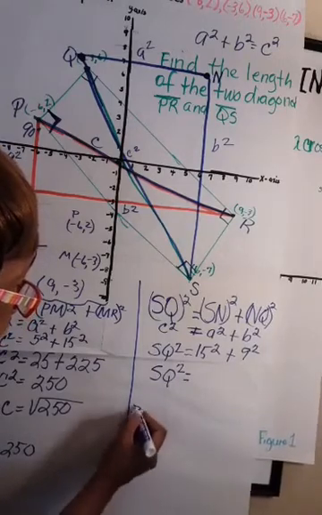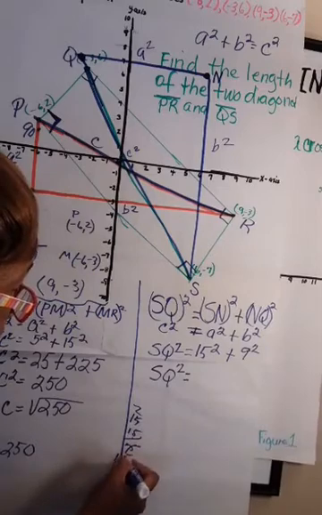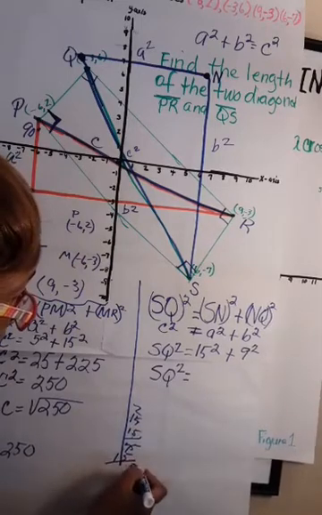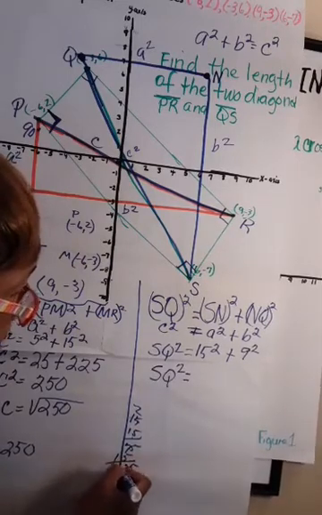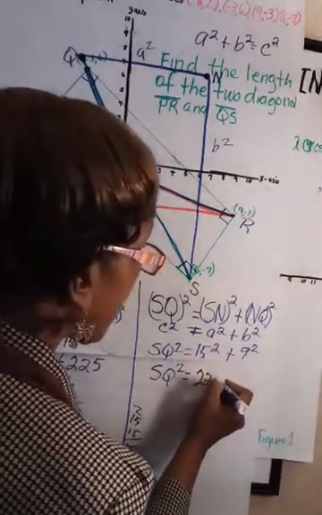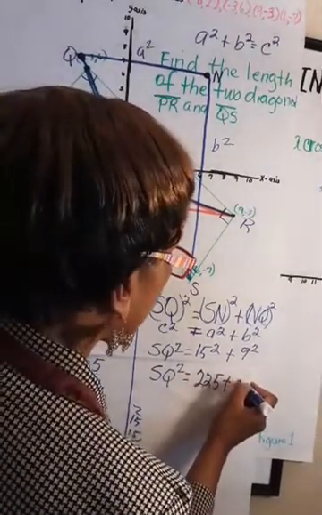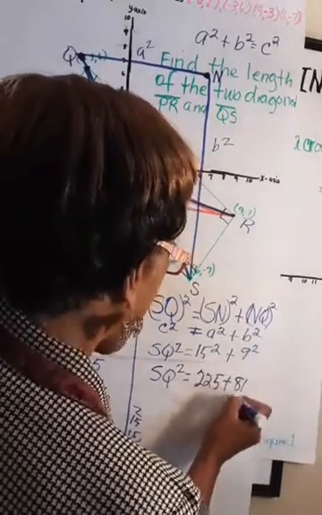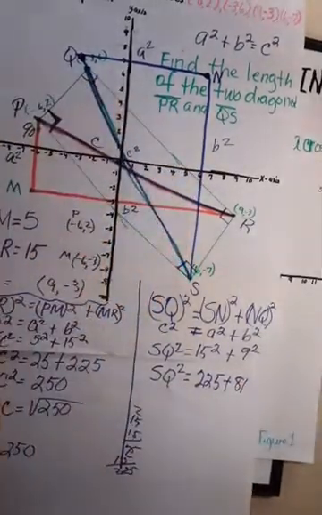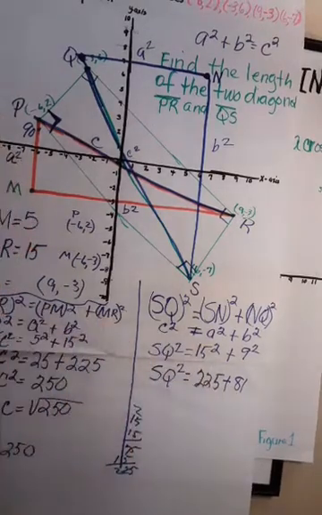5 times 5 is 25. 5 times 5, 6, 7. 1 times 5, 5. There was 225 plus, something wrong here. Plus 81. Okay. Look at that, y'all. Look at this.